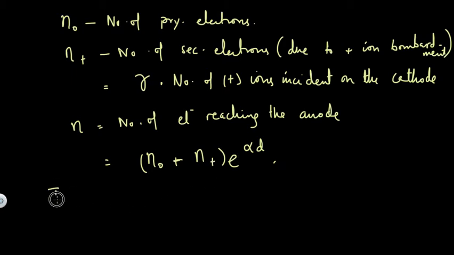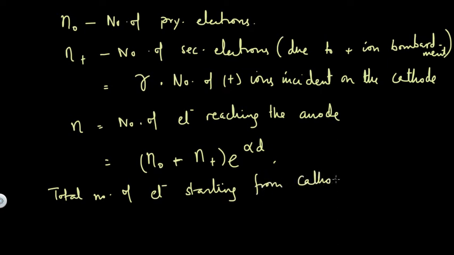Then we say that the total number of electrons produced within the gap, the number of electrons starting from the cathode, what is this number? Yes, this number is the number of primary electrons N0 plus the number of secondary electrons N plus, right? And this N is the number of electrons reaching the anode.